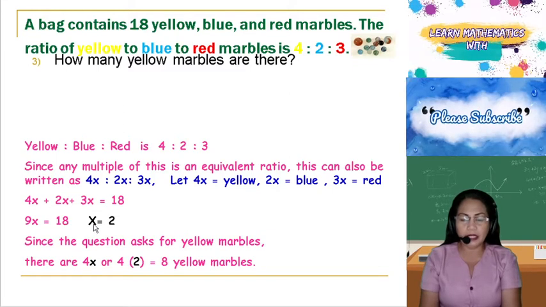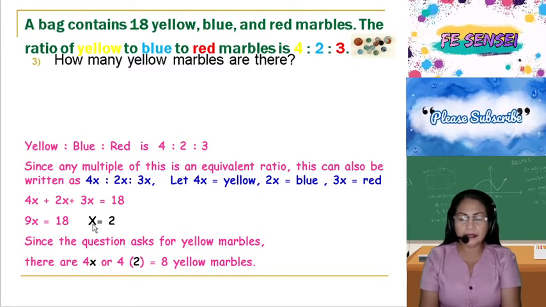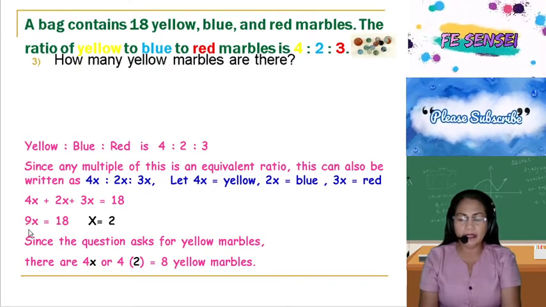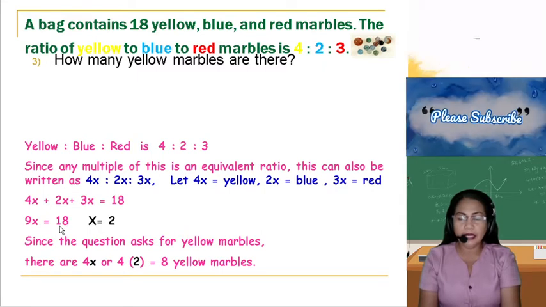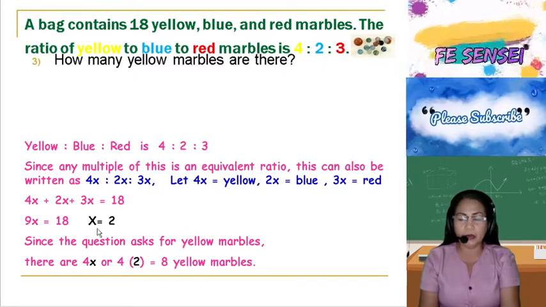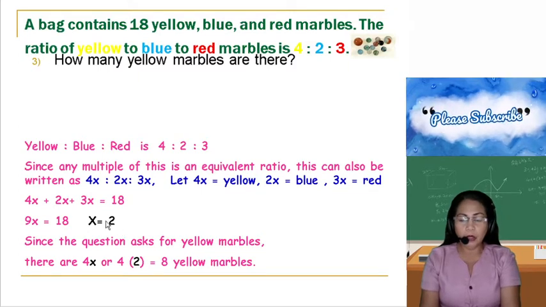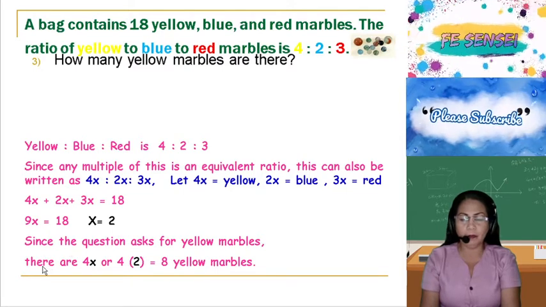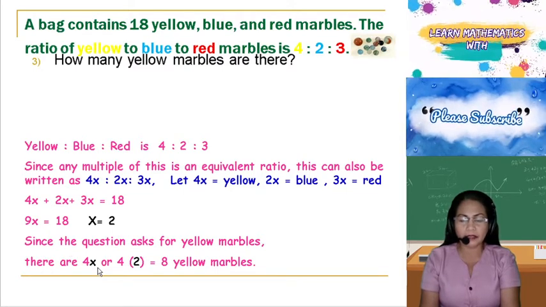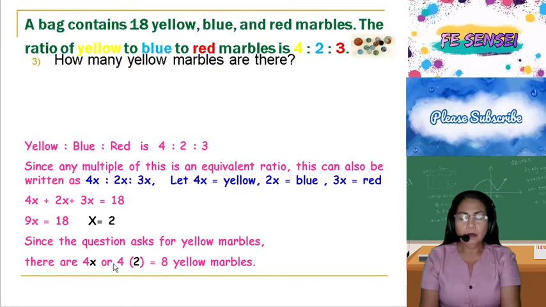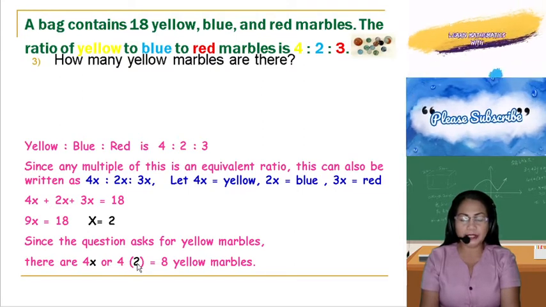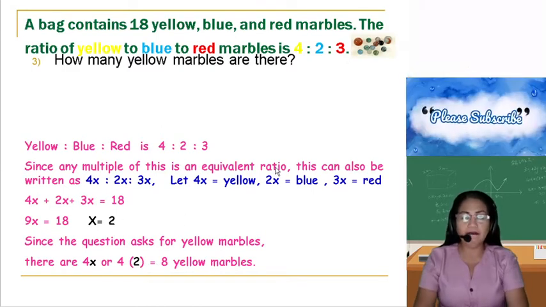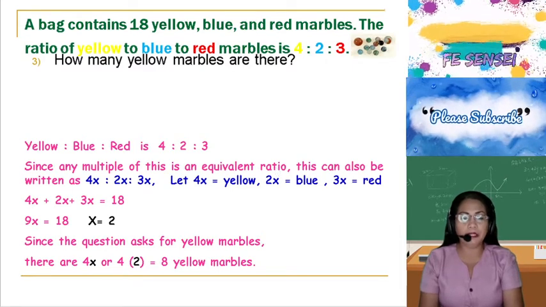And to get the value of x, divide both sides by 9, so x remains, and 18 divided by 9 equals 2. So our x is 2. Since the question asks for yellow marbles and there are 4x, 4 times 2, which is the x, equals 8 yellow marbles.